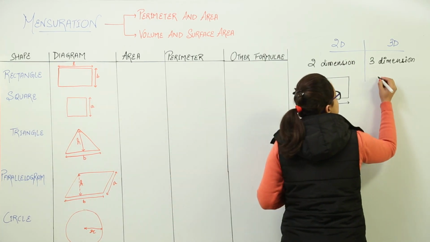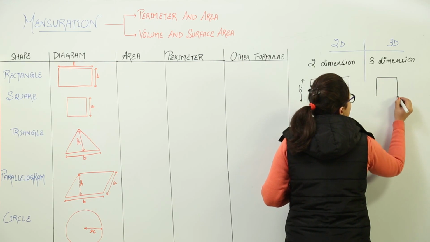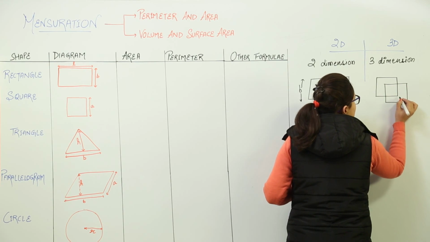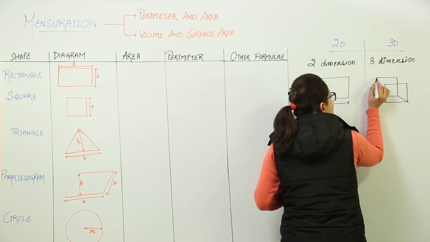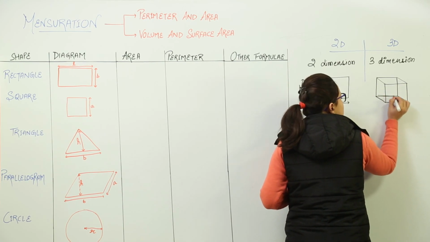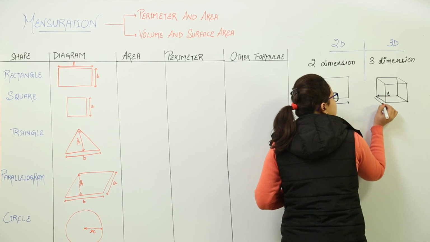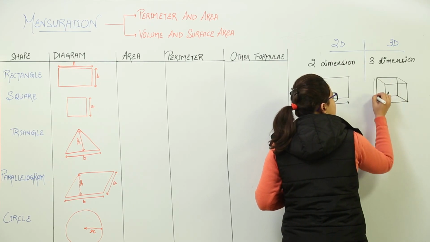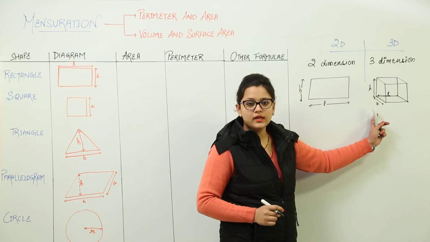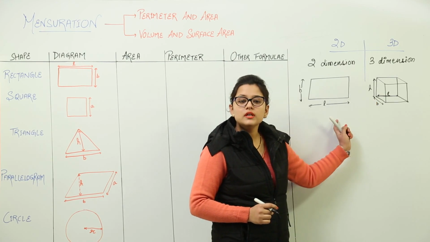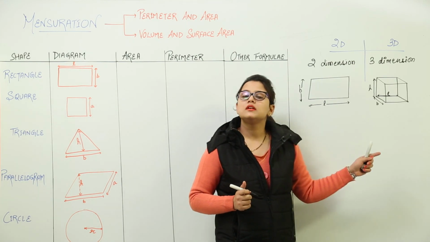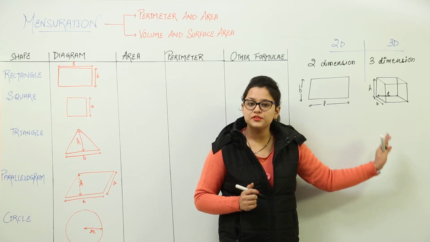But if you consider a cube or a cuboid, I am making a cube. If you consider a cube, do you know how many dimensions does a cube have? If you want to make a cube, what should you know? You should know its length, this one, its breadth and its height. Now see, it has three parameters with it. Alright, length, breadth and height. But over here we have only two parameters, that is length and breadth. So that is the difference between having two dimensions and three dimensions.